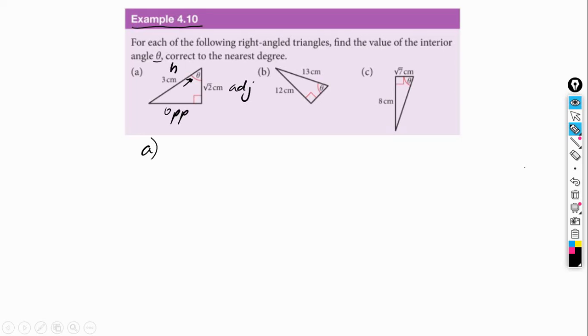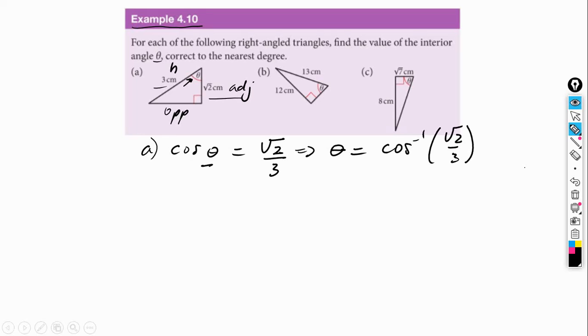So which trigonometric ratio can we use here? We have the adjacent and we have the hypotenuse, so we have to use cosine. So that means that cosine of theta is equal to square root of 2 divided by 3. But what we want to find is the angle. So that means that we're going to need an inverse trigonometric function, because this implies that theta, the angle, is equal to the inverse cosine of square root of 2 over 3. If you plug this into the calculator, it's going to give you approximately 62 degrees.